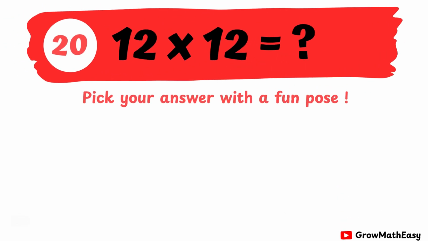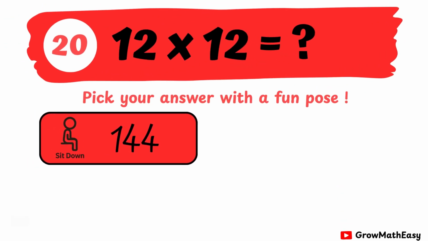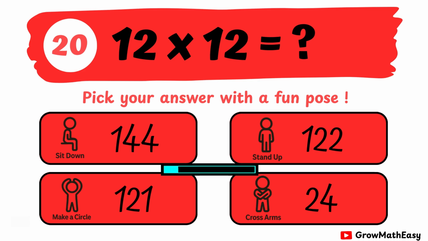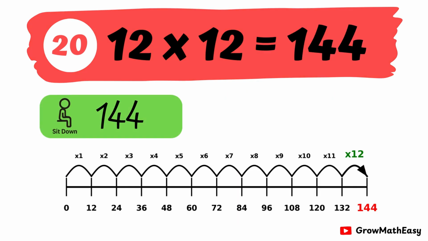What is 12 times 12? 144. Sit down. 12 times 12 is 144. You can see the multiples of 12 on the number line.